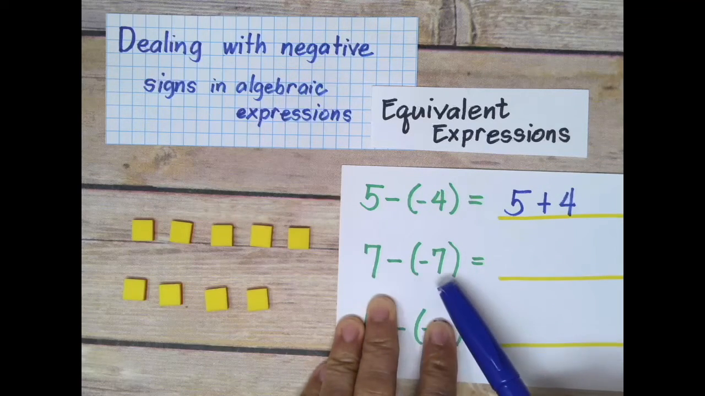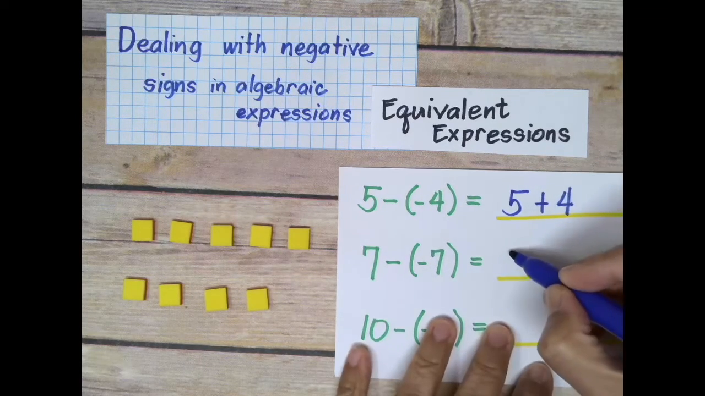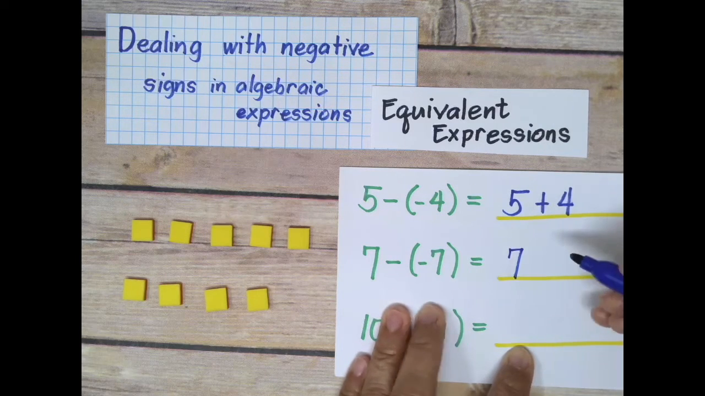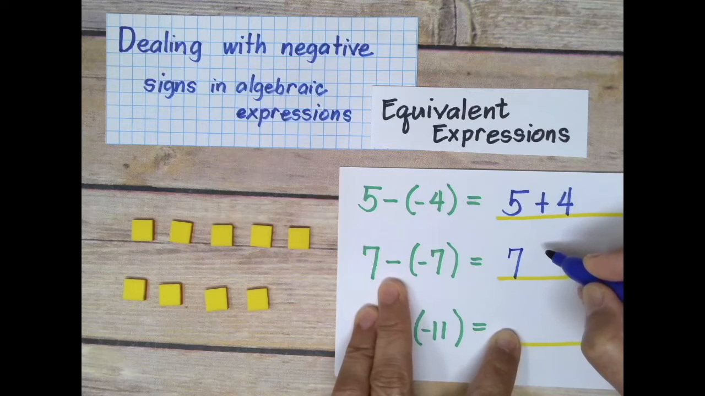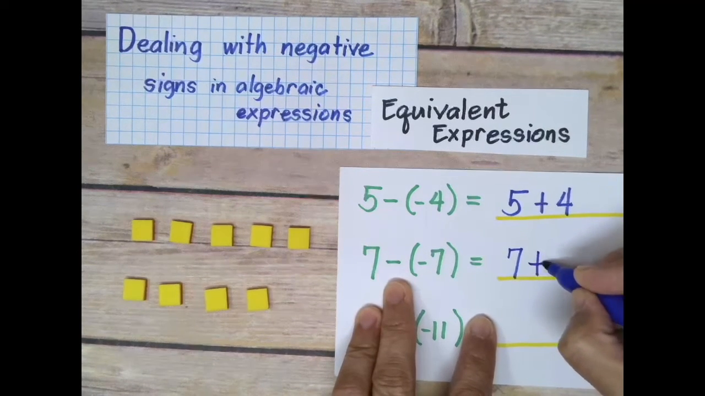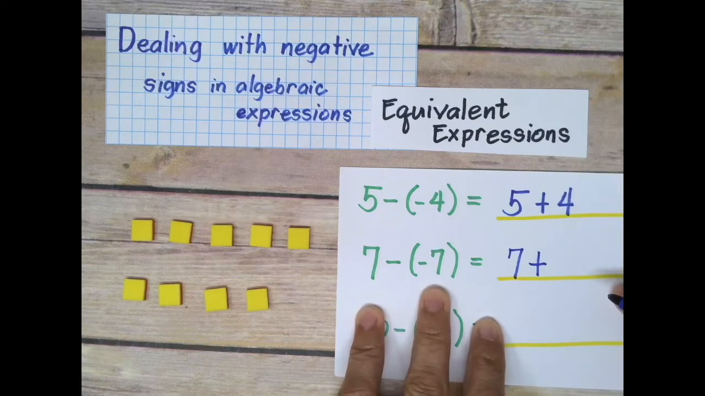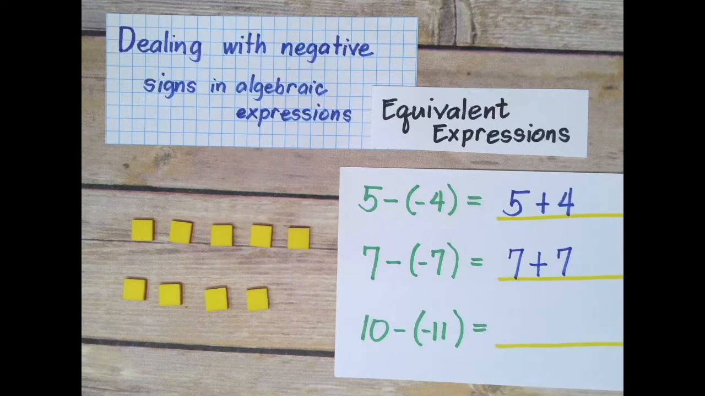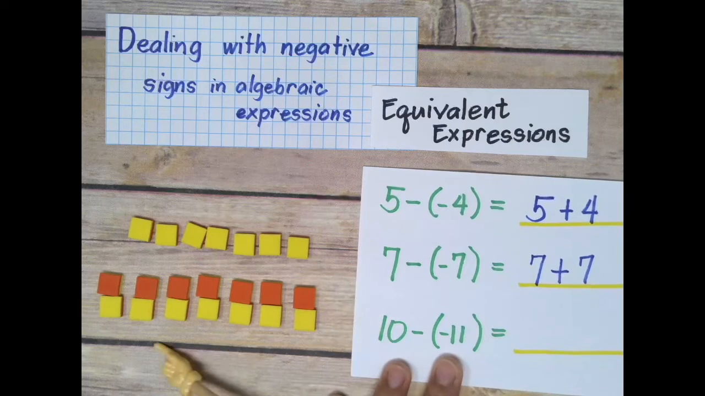So 7 minus negative 7. The first number, or first addend, is still 7. And then instead of the minus sign, that becomes addition. And we take the opposite of negative 7, which is positive 7. Here are the 7 zero pairs again.